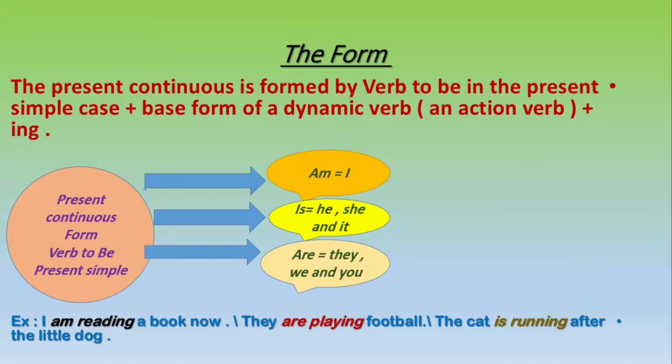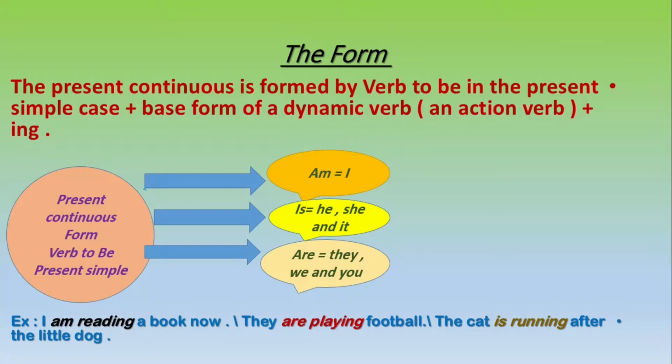So we can say here we use the verb to be in the present simple, am or is or are, plus the main verb as base form, infinitive without to, plus ing. So it is am or is or are plus the present participle of a verb, or plus the base form of a verb plus ing. Like, for example, I'm reading, they are playing, he is running, whatever.